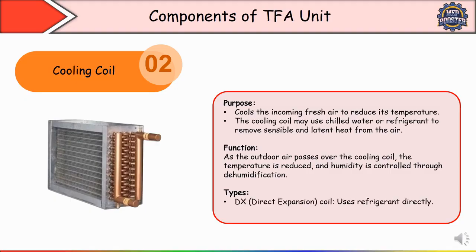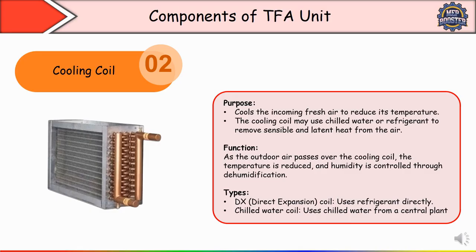The types are given. We have a direct expansion coil and a chilled water coil. Direct expansion coil generally uses refrigerant to cool the supply air. Chilled water system uses what? Direct expansion always uses the primary refrigerant to cool the supply air, and the chilled water system uses a secondary refrigerant to cool the supply air.